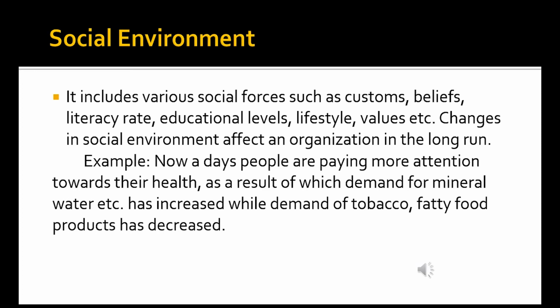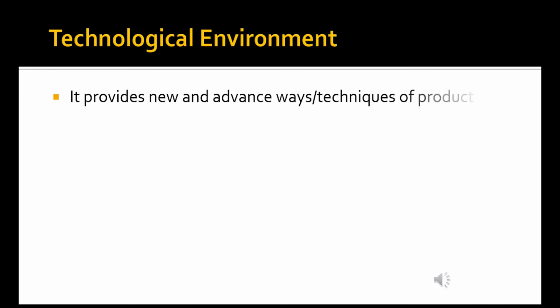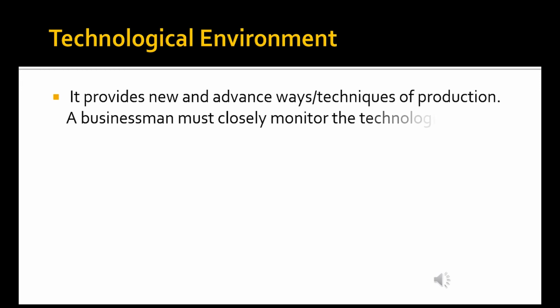For further reference, on page number 79 in your textbook, a box is given: what are the major elements of social environment? That also should be noted by you. What are the major elements of social environment? The third one is technological environment. Technological environment provides new and advanced ways or techniques of production.